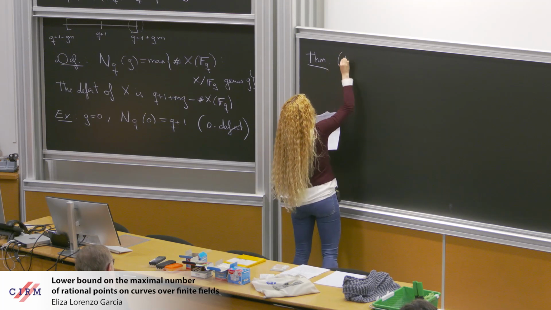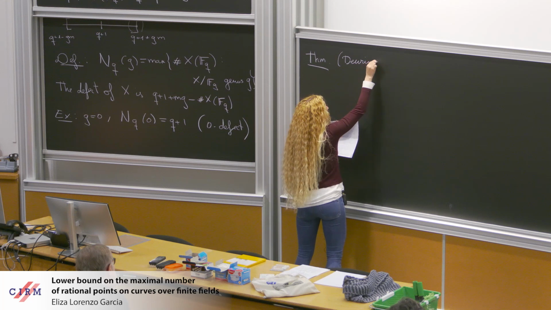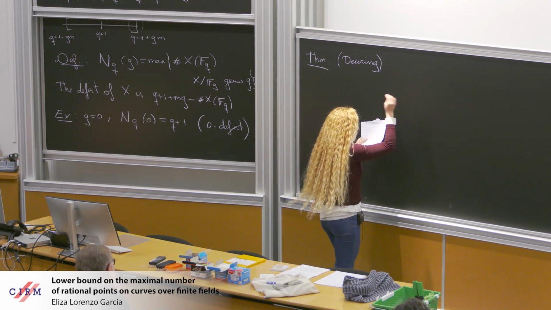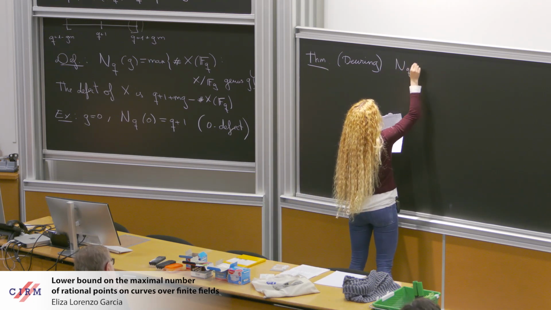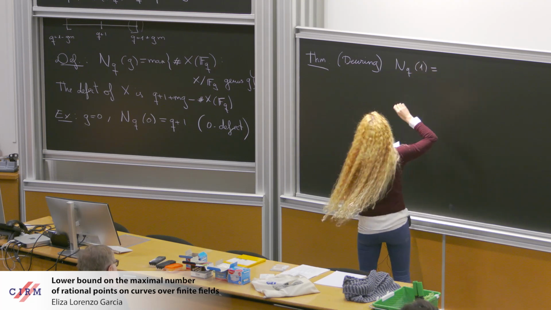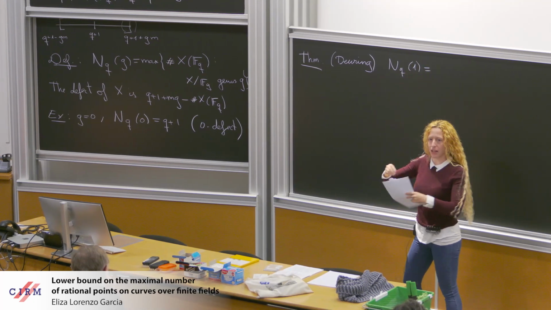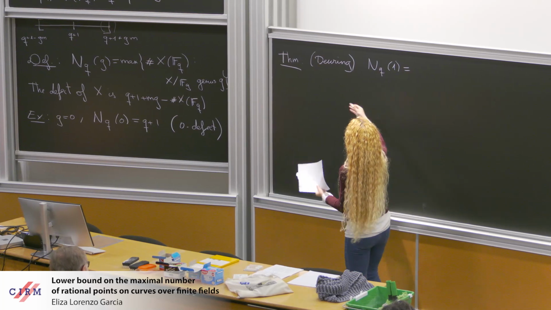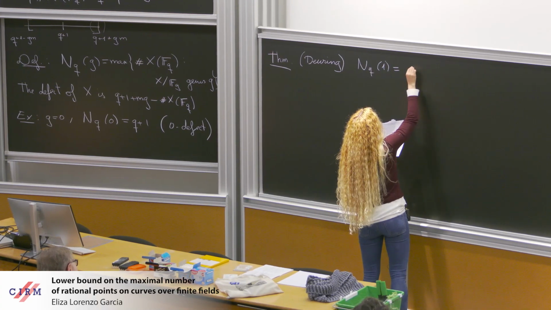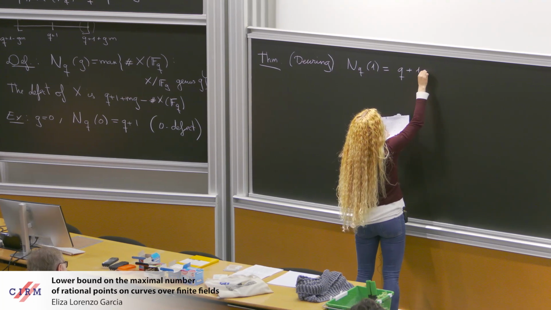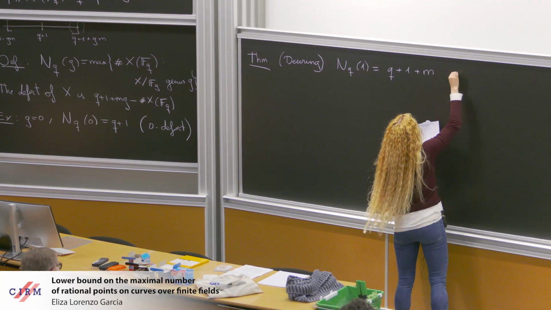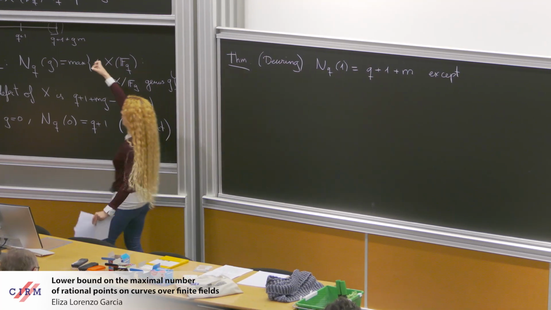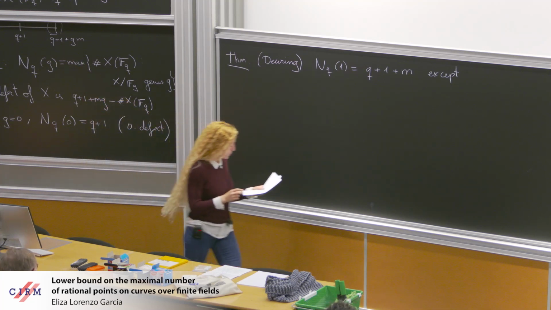So there is this theorem by Deuring, sorry for my pronunciation, that tells us the answer for genus 1. Actually, the theorem by Deuring is a more complete theorem. This would be more like a corollary of it, but I say that the result is by him. This is equal to q plus 1 plus m, so this is the maximum given by the Hasse-Weil bound.